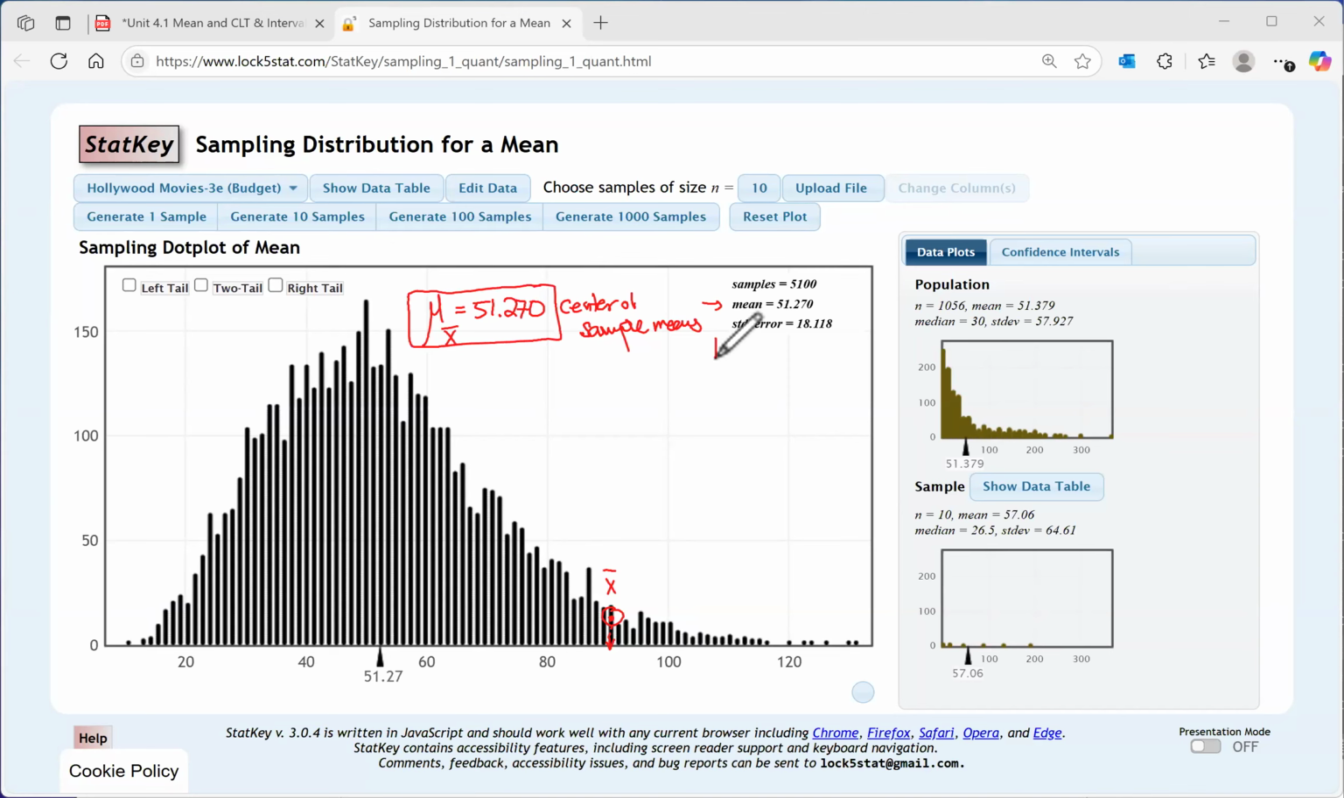Now, the standard error, there's a reason why it's called standard error. We'll talk about that later. So here, the standard error is actually the spread or the variability of the sample means. And symbolically, we're going to go ahead and write that as sigma of x bar.